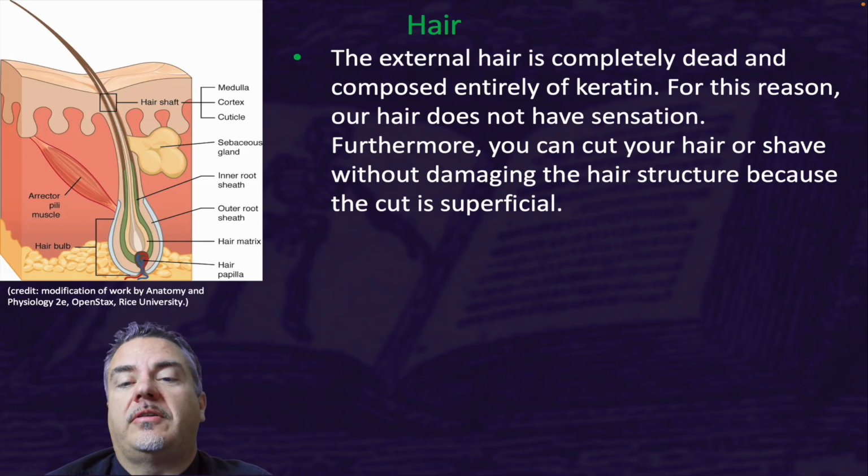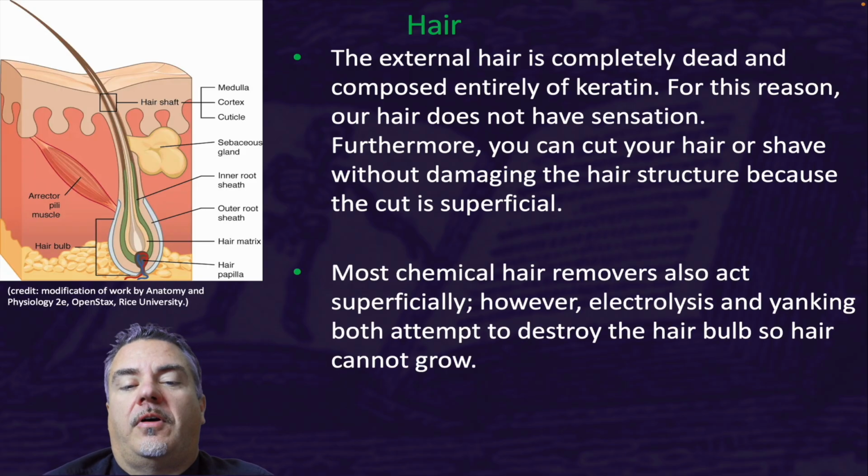For this reason, our hair does not have sensation. Furthermore, you can cut your hair or shave without damaging the hair structure because the cut is superficial. Most chemical hair removers also act superficially. However, electrolysis and yanking both attempt to destroy the hair bulb, so hair cannot grow.